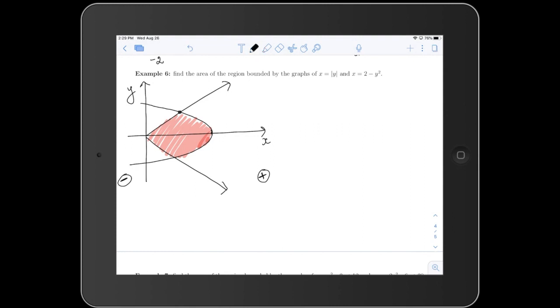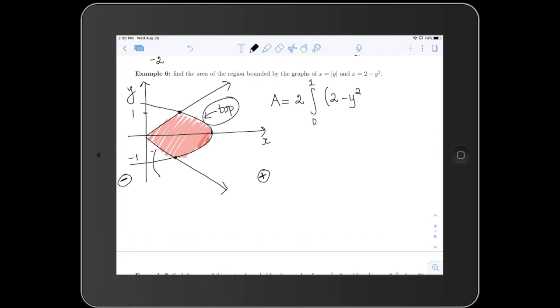Once we find our points where they cross, this would be 1, this would be -1, completely symmetric. You could set it up as a single integral from 1 to -1, or from -1 to 1, or you could double it. Either way, you should get the same thing. So area is equal to 2 times the integral from 0 to 1 of 2 minus y squared. That's going to be my top, right? This is the top.